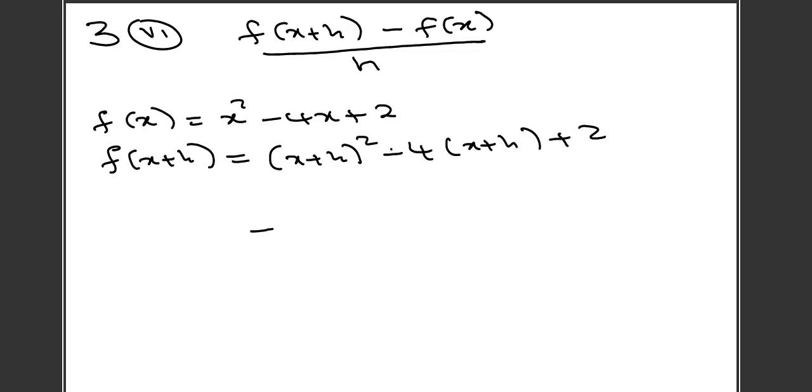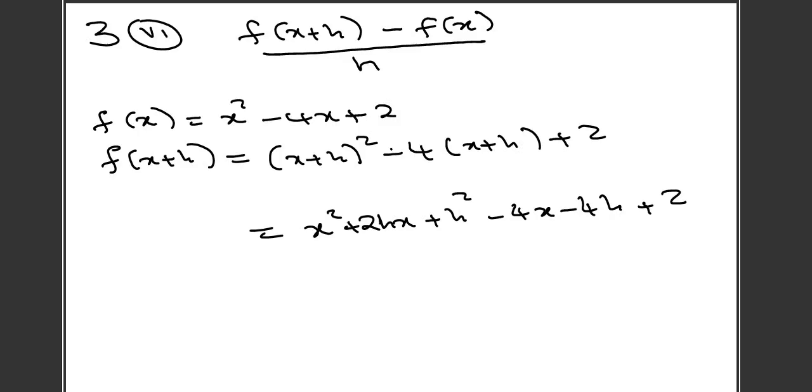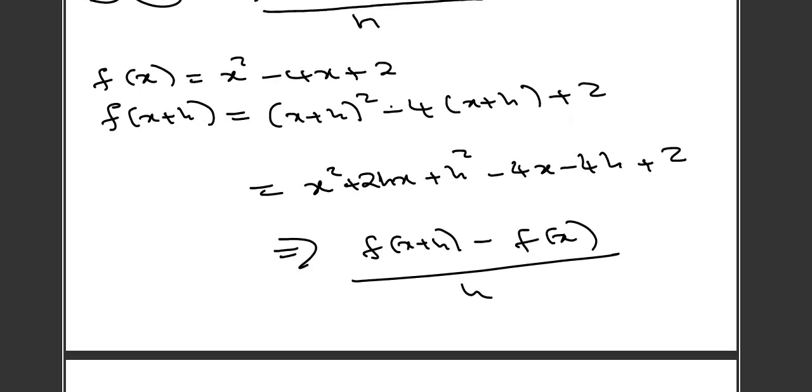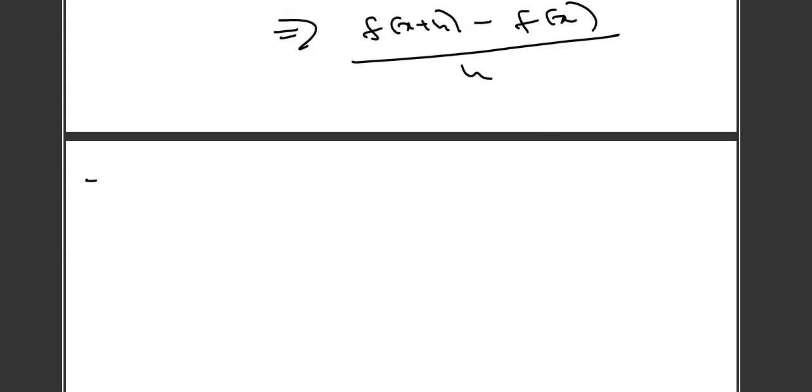Then plus a 2. You can simplify this to be x squared plus 2hx, then plus h squared minus 4x minus 4h, plus 2. There are no like terms here, so I'll just leave it the way it is. Now they want us to find f of x plus h minus f of x, then divide everything by h. So we'll just make replacements now. We already know what f of x plus h is, this part here, so I'll just get the whole thing and replace it there.